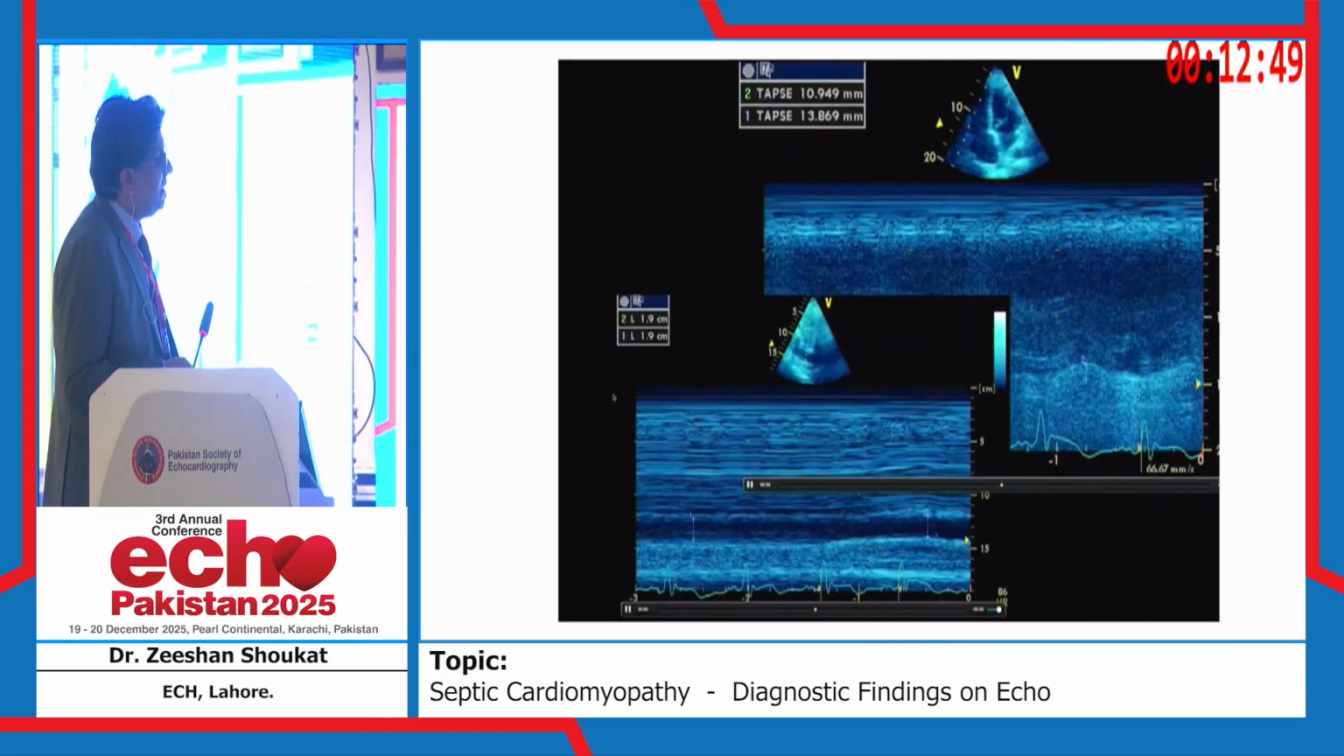Considering the right side, as I said in the previous slides, the RV is a little dilated. The function of the RV is definitely depressed, with TAPSE of 11, 12 or 13. The IVC you can see over here is non-collapsible. The patient is definitely intubated.